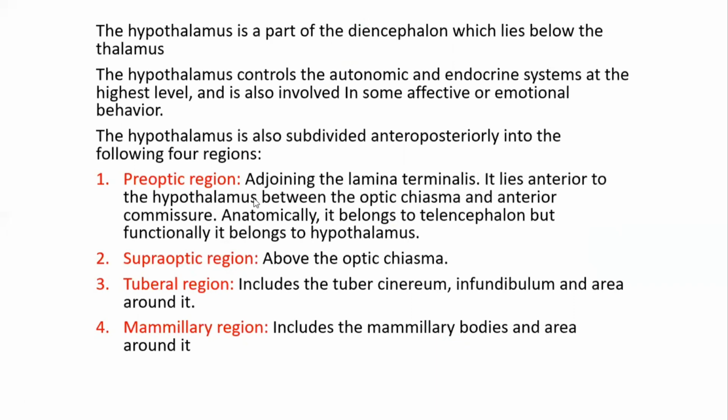It's divided into four major regions: the preoptic region, supraoptic, tuberal, and mammillary region. The preoptic region is adjoining the lamina terminalis. It lies anterior in the hypothalamus between the optic chiasma and the anterior commissure. The supraoptic region is above the optic chiasma. These two, the preoptic and supraoptic regions, get their names because they are related to the optic chiasma. One of them is just before it, that's why it's called preoptic, and the other one is above the optic chiasma, that's why it's called supraoptic.